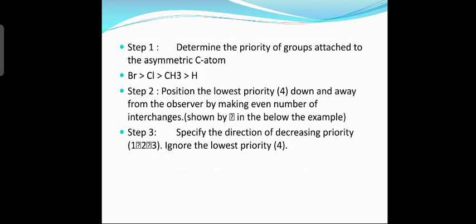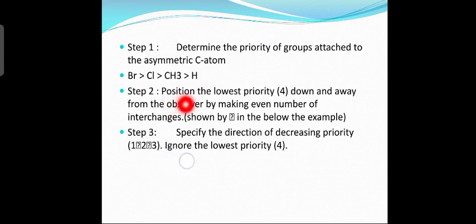Next line, step 1. Here are the steps on how to assign. Determine the priority of groups attached to the asymmetric carbon atom. Bromine has the highest priority. Next comes chlorine, then the methyl group. In the methyl group you have to consider carbon, because the linking is to the carbon atom. Next comes hydrogen.